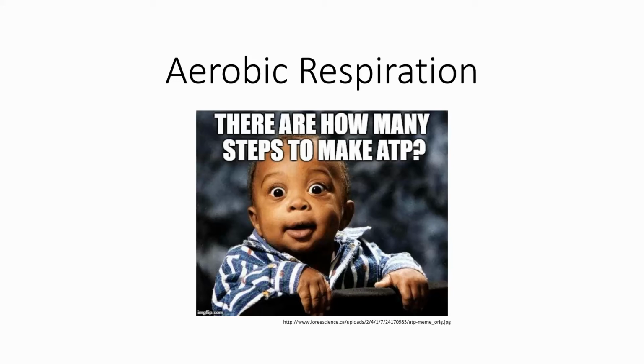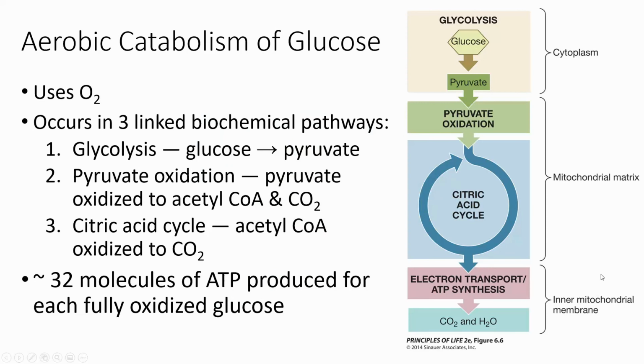All right, this is our lesson on aerobic respiration. We're going to talk about what we do to break down glucose when we have oxygen around. This process happens in 3 steps. We've already talked about the first step, which is glycolysis, and it happens in the cytoplasm. Please note, remember, this only makes 2 ATP.